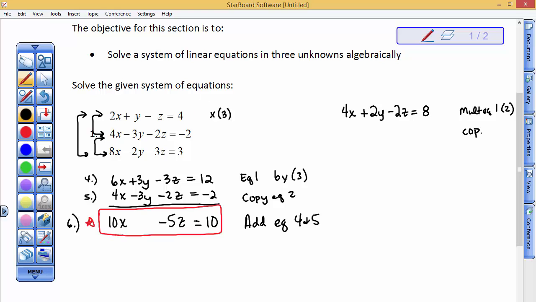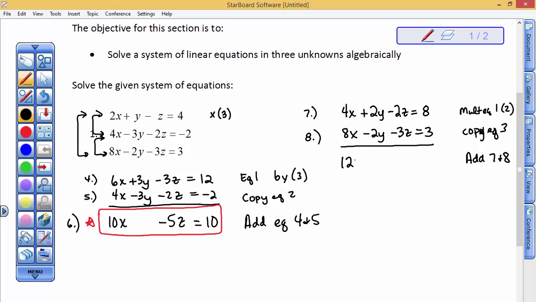I'm going to copy equation 3 down. So this one right here: 8x minus 2y minus 3z equals the number 3. And these are now called statements 7 and 8 because way down here I had 4, 5, 6, so I'm working up here with statements 7 and 8, and now I'm going to add 7 and 8 together to get rid of the y's. So 4 and 8 is 12x, the y's disappear. Here I have a minus 5z, and 8 and 3 is 11. And this is cool because now I have another equation. I call it my starred equation.